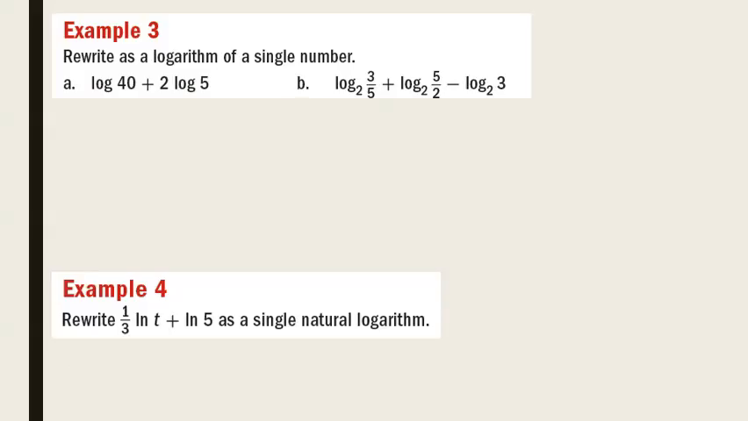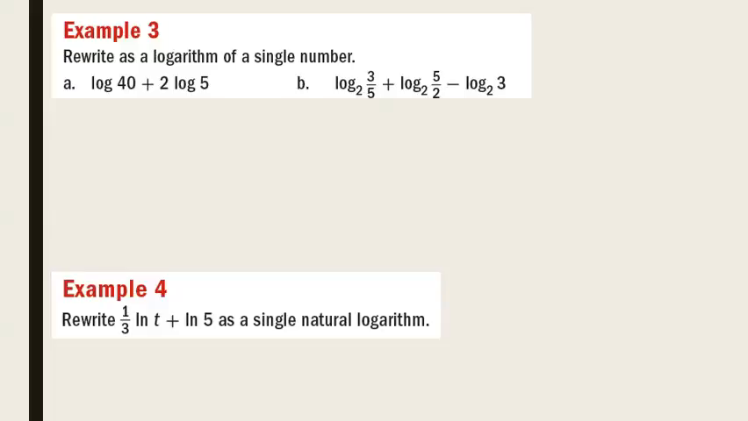Okay, we're just going to do 2 more examples to show you how you can use these different properties and how you can use them in conjunction with one another. So in example number 3, we're going to write each logarithm as a single logarithm. That means we want to condense them into one single logarithm.